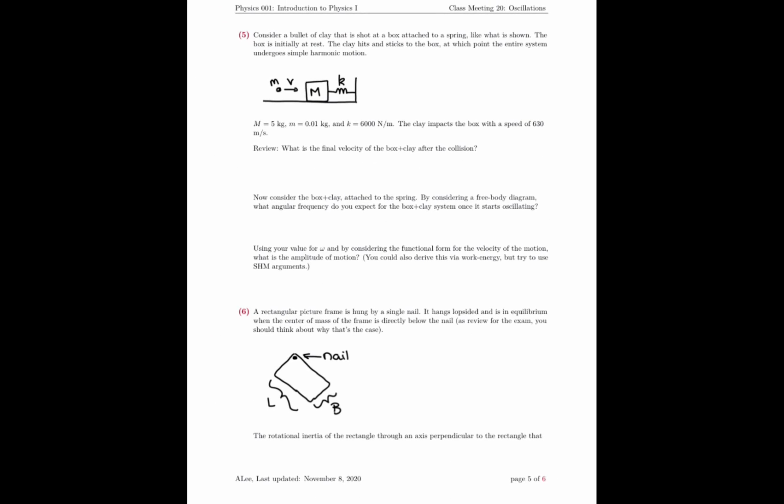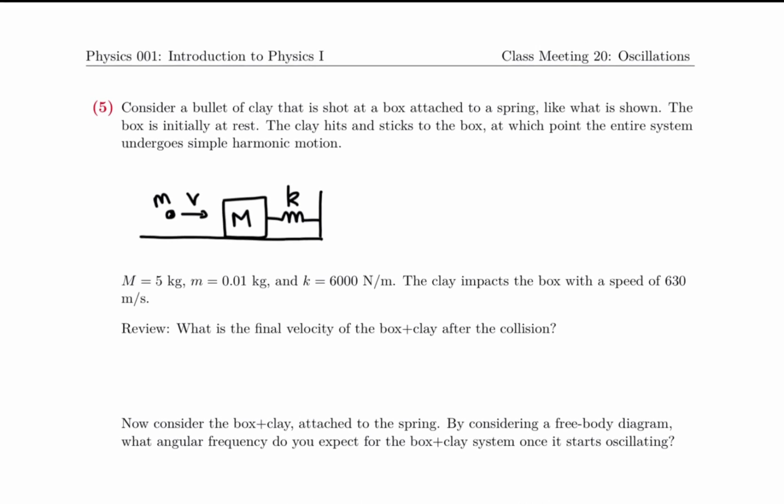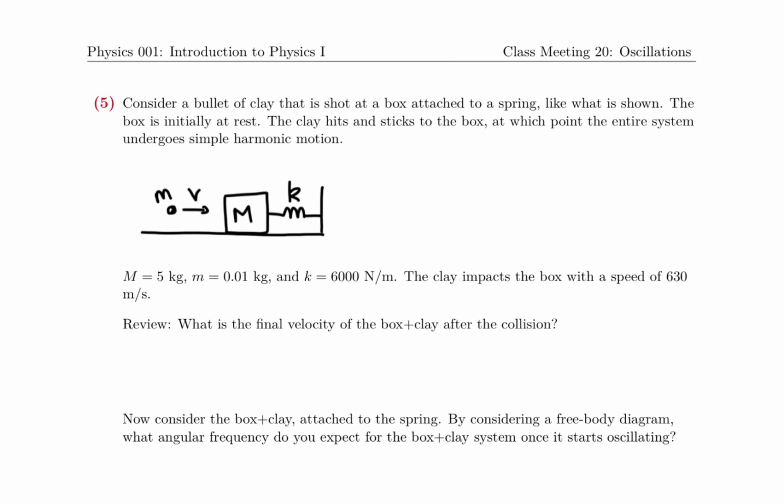All right, number 6 was quite hard, so I think I'll only do number 5. Consider a bullet of clay that's shot into a box. The box is initially at rest, the clay hits and sticks to the box, at which point the entire system undergoes simple harmonic motion. What is the final velocity of box plus clay after the collision? So in this case, I'm looking at a system immediately before the collision and immediately after the collision.